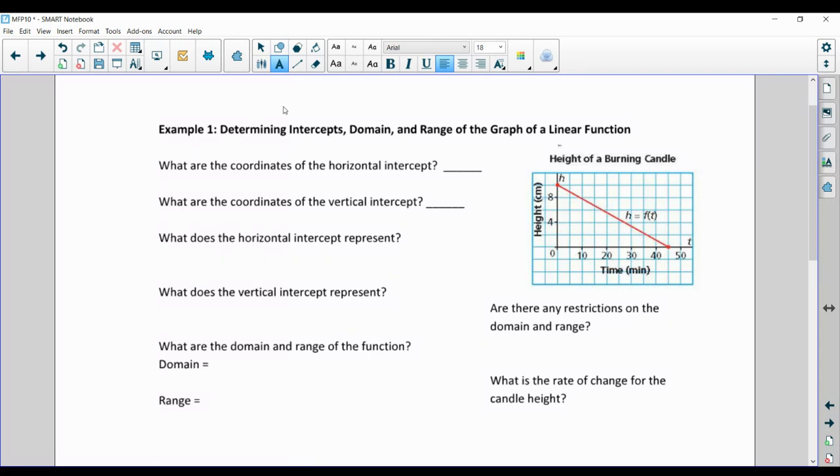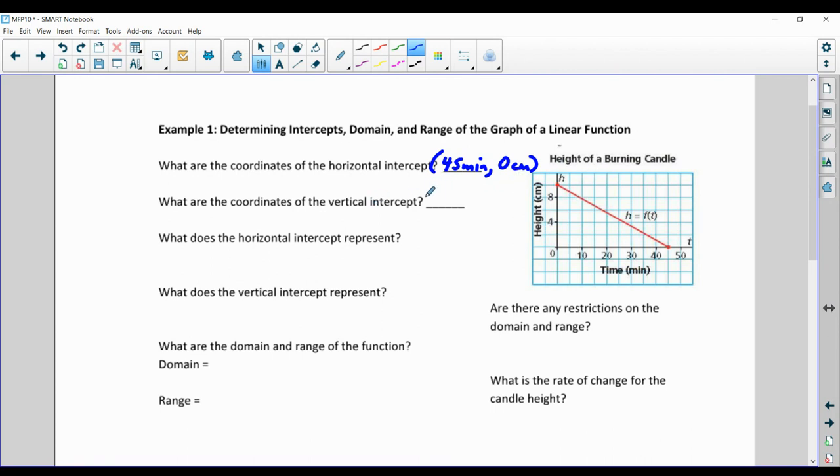Now we should put units on that as well. And it looks like the units along the bottom are time in minutes. So that's going to be 45 minutes. Oh, sorry, it asked for the coordinates. My goodness. Okay, so then we want to say that as an ordered pair. So that would have been 45 minutes, comma, 0 centimeters. This one's height on the left, height of a burning candle.